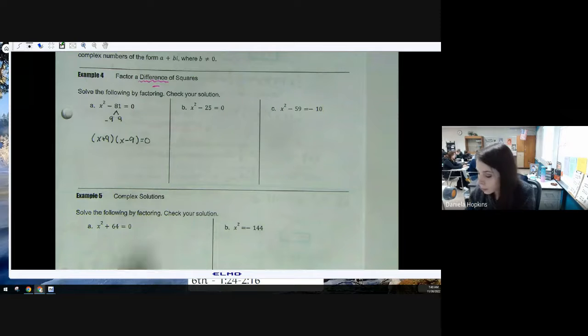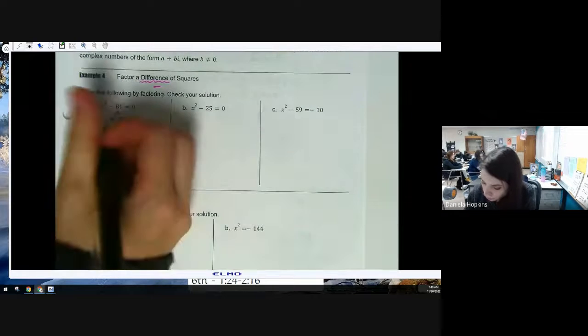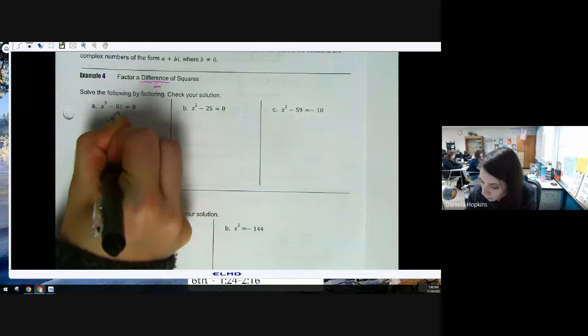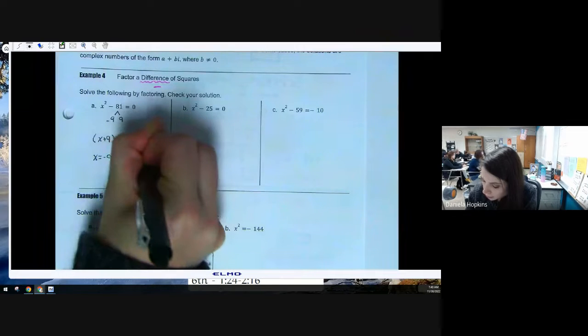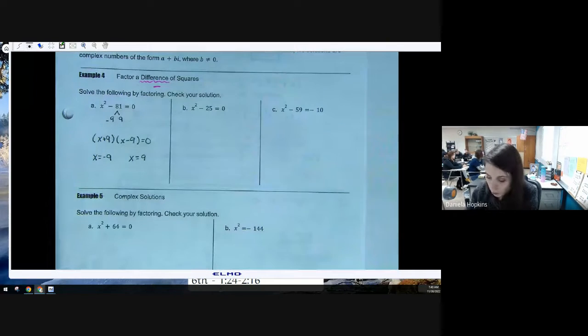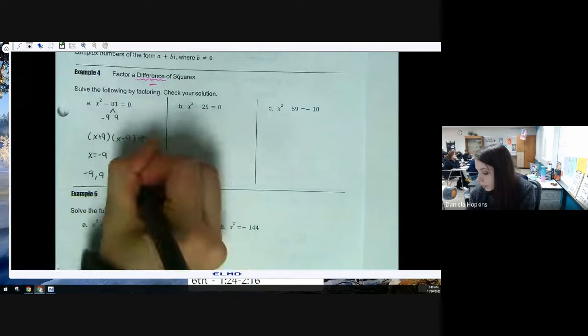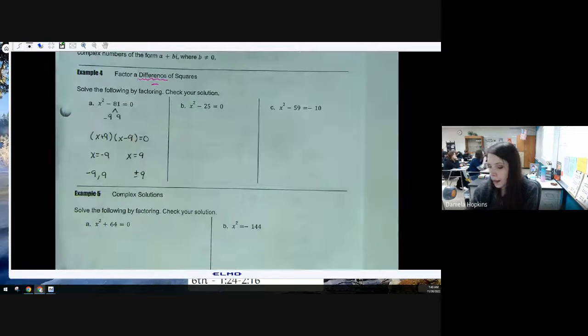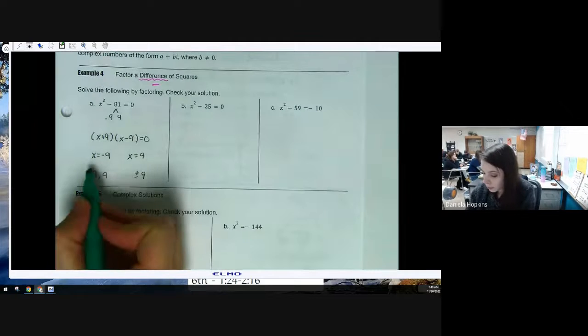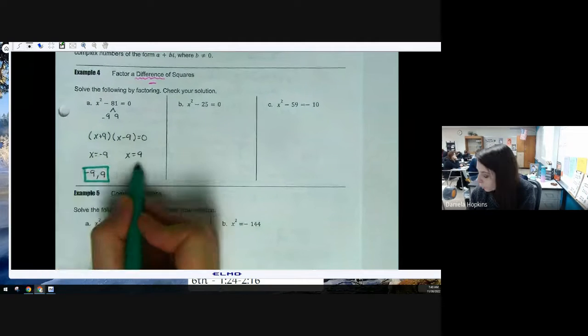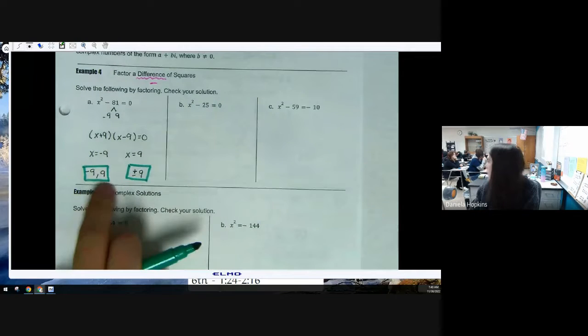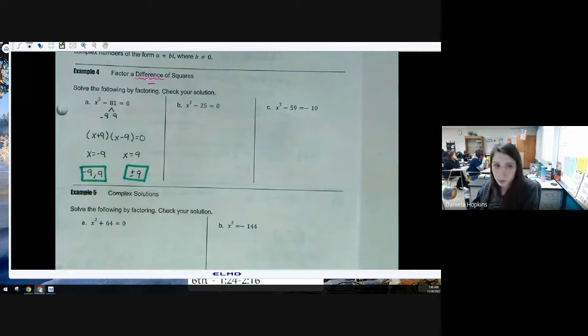And then if we set each of these equal to 0, you would have x equals negative 9 and x equals positive 9. So on Go Formative, you can either list negative 9, comma 9, or if you want to use the plus or minus 9, I have all of those answers in today. You are welcome to use the plus or minus, or you can just list them. I have it in both ways.